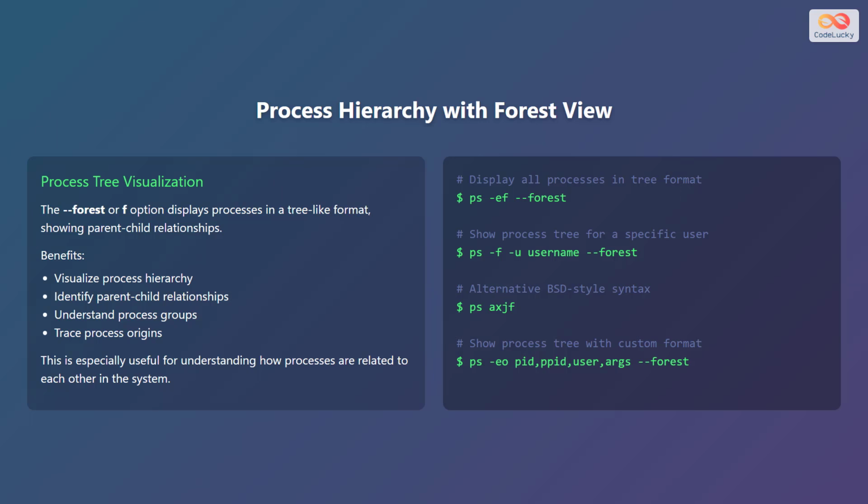Alternatively, use the BSD style syntax with ps axjf. To show the process tree with a custom format, use the command ps -eo pid,ppid,user,args --forest.